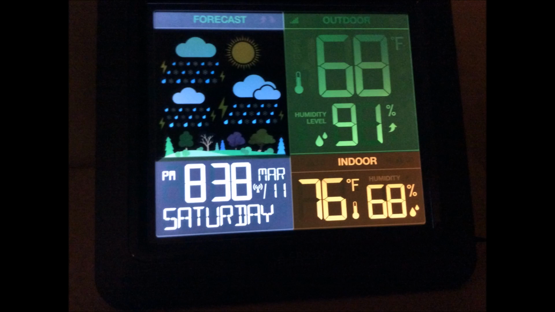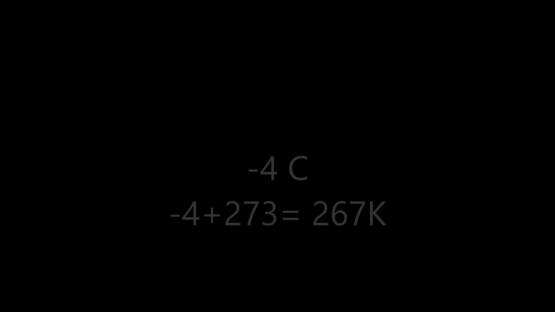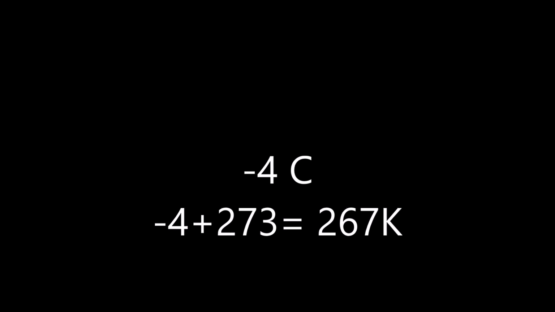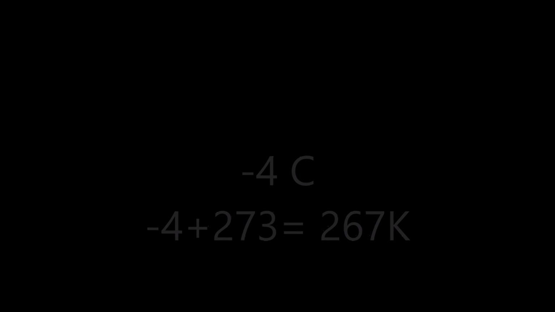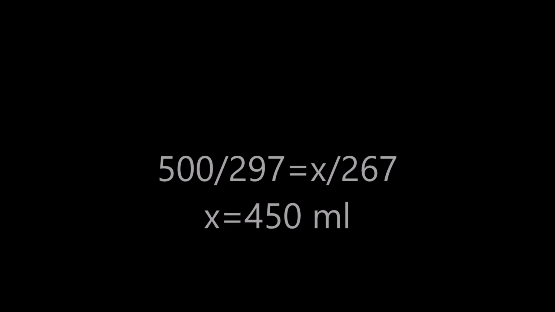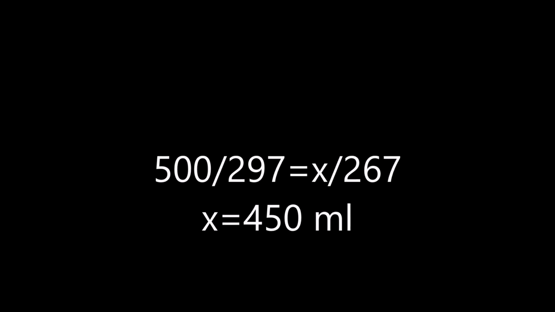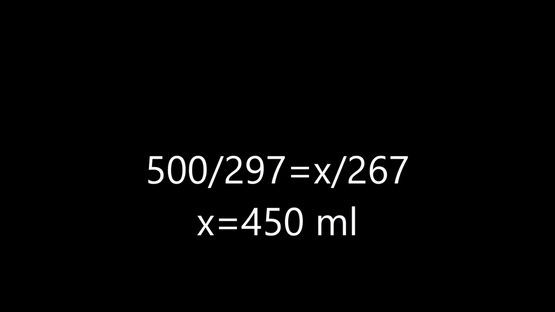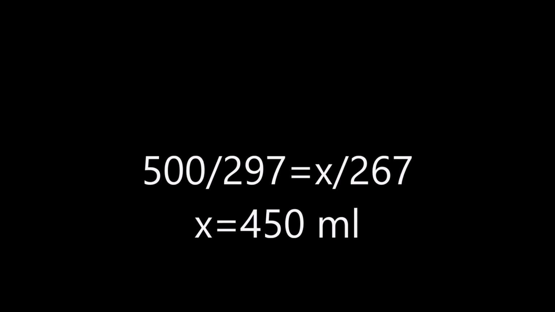The temperature inside the house was 76 degrees Fahrenheit, so the temperature was 297 Kelvin. The temperature inside the freezer was -4 degrees Celsius, so the temperature was 267 Kelvin. According to Charles' law, 500 over 297 should equal the balloon's volume divided by 267, meaning the balloon's volume should be near 450 milliliters after being put in the freezer overnight.